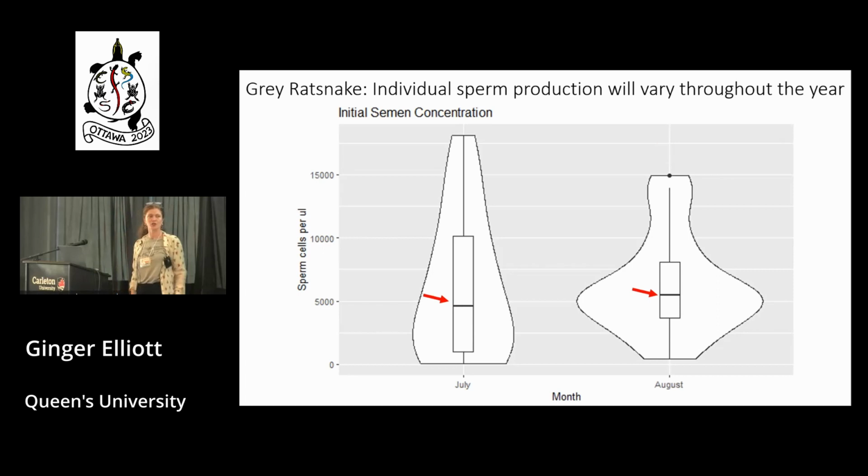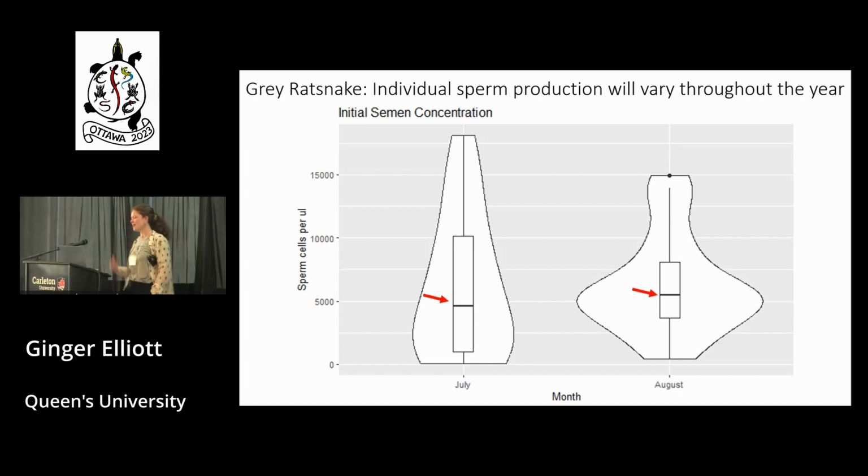This is me counting. We're hoping to improve to doing an automatic sperm counter and then validate that with me counting. But overall, the results show a density around 5,000 sperm cells per microliter. Yeah, it's dense. So that's exciting. We've had really good results for July and August, but we're hoping next year we'll have more thorough collection in each month going May through October, and we'll get a better picture.